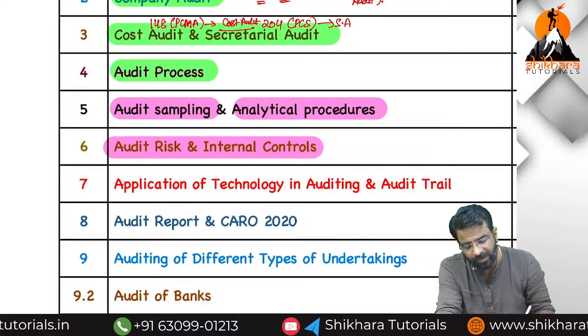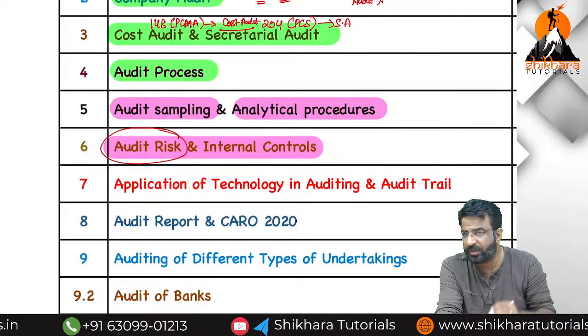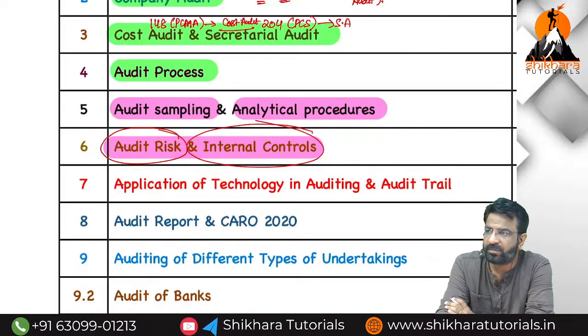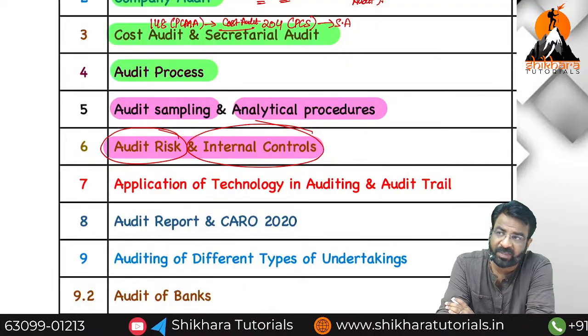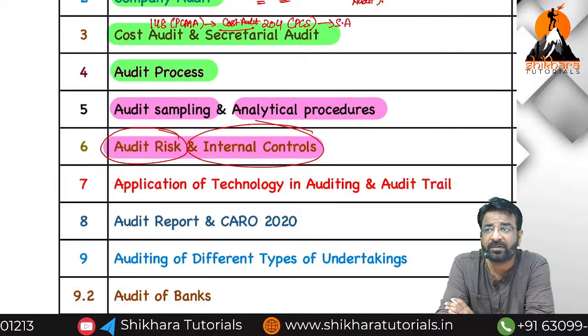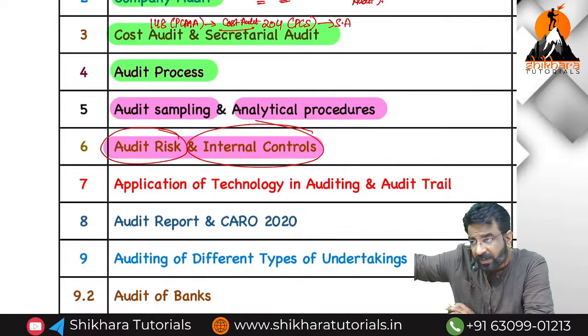Now, why? Because in every company, there will be a risk in running a business. To reduce the risk, every company has to install what? Internal controls. Tell me one thing. What is a risk in a jewelry shop? Theft. So that's why they have what? Cameras. So theft is a risk and cameras are an internal control.